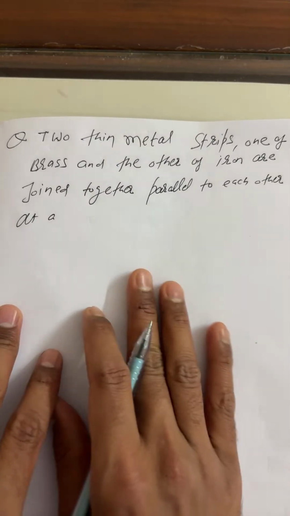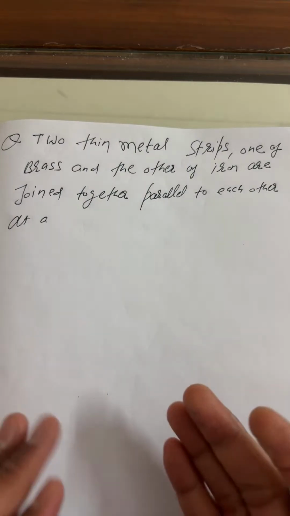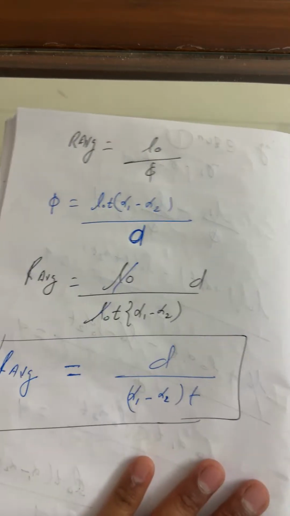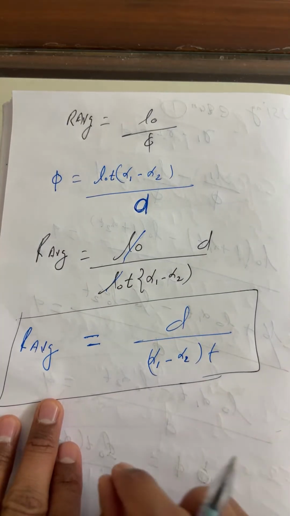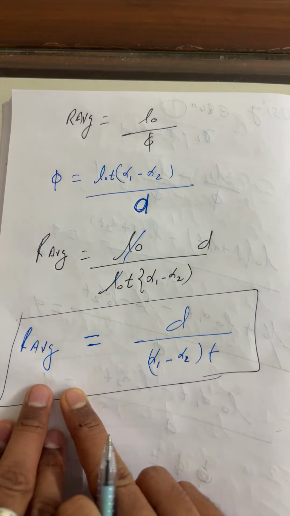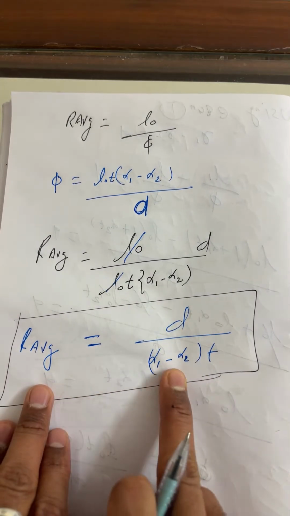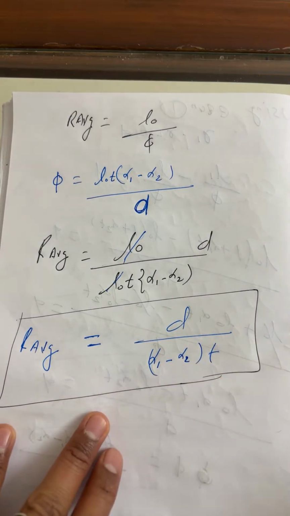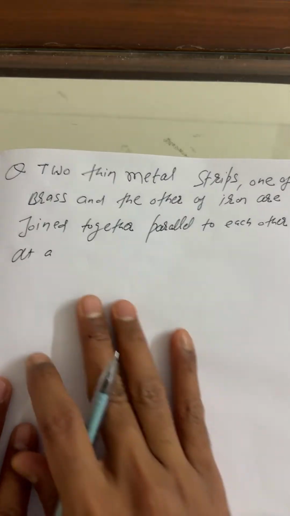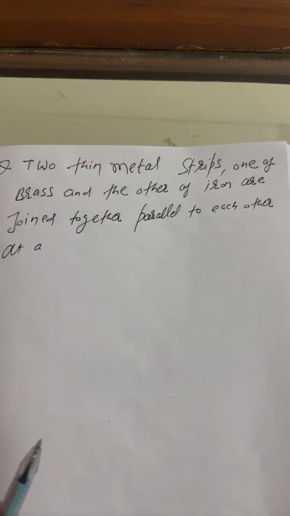So now I'm going to continue the questions as usual. In the previous video, I explained what the rule is and what the formula of the average radius of a bimetallic strip is: d upon (alpha 1 minus alpha 2) into T. Based on this, I am going to start one numerical.